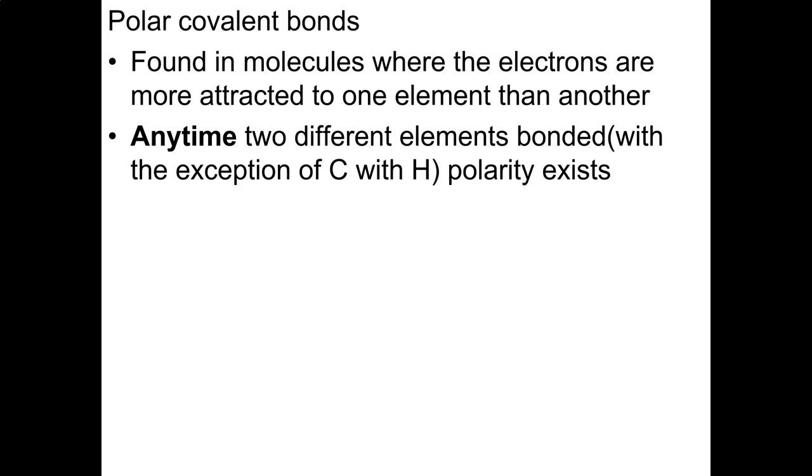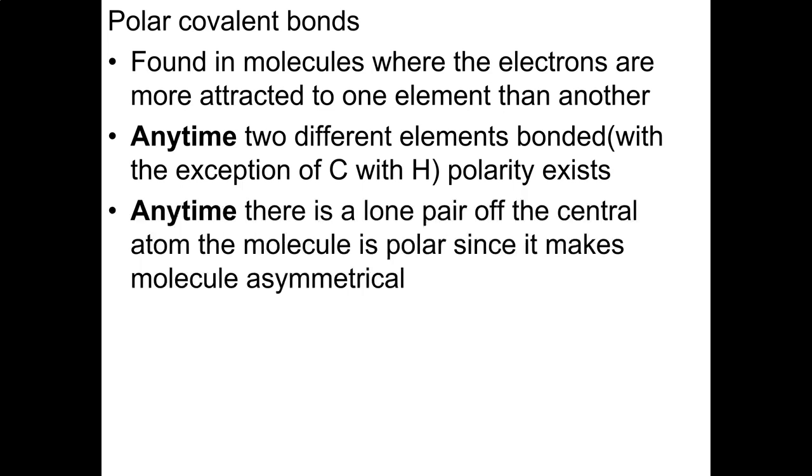So anytime 2 different elements are bonded, CNH polarity exists. Anytime there's a lone pair off the central atom, the molecule is polar. So there's 2 types of polarity to be aware of: the polarity of the bond, and the polarity of the molecule. So you're probably looking going, what the heck does that even mean? So I'll give you an example. Let's say we do CF4.